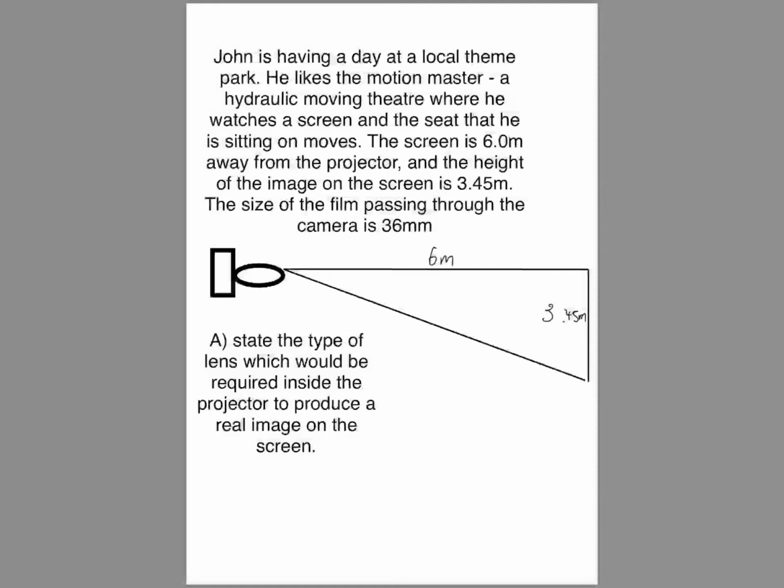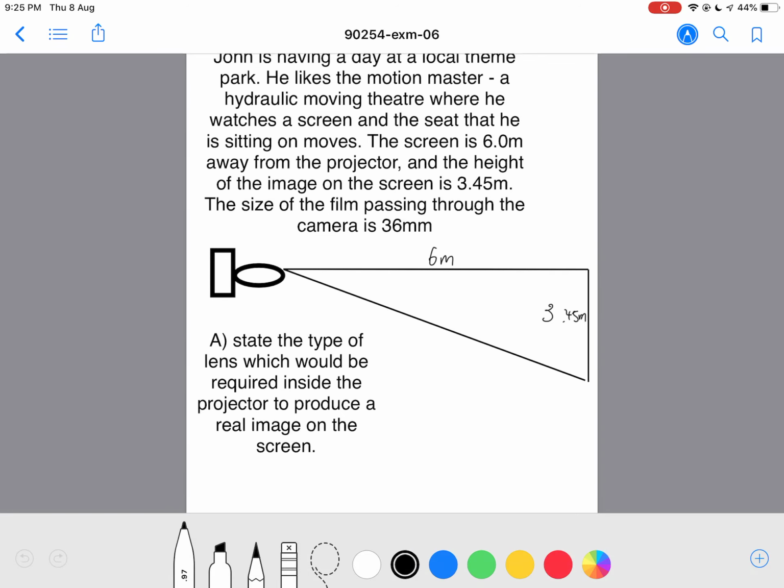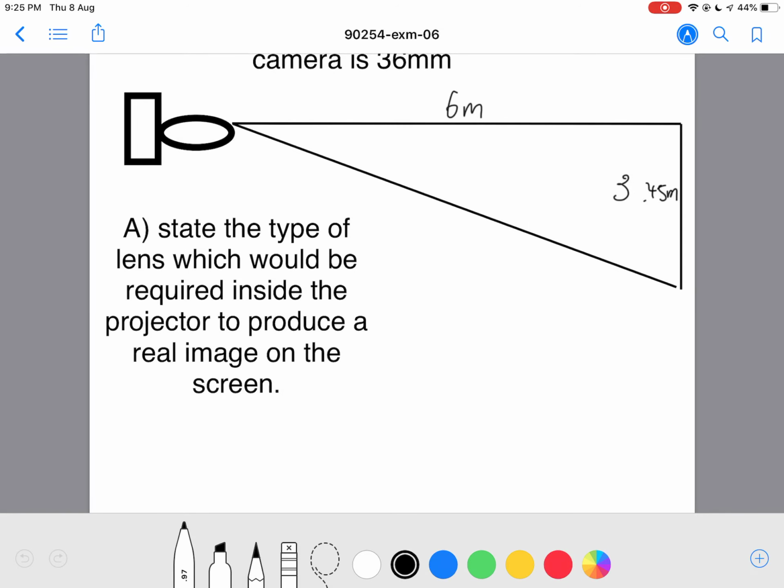A. State the type of lens that will be required inside the projector to produce a real image on the screen. You know that the only type of lens that can actually produce a real image is the convex lens. A concave lens can't produce a real image, it only produces a virtual image. So your answer here will simply be the convex lens. That's just an achieve question, so you get 1 achieve point.